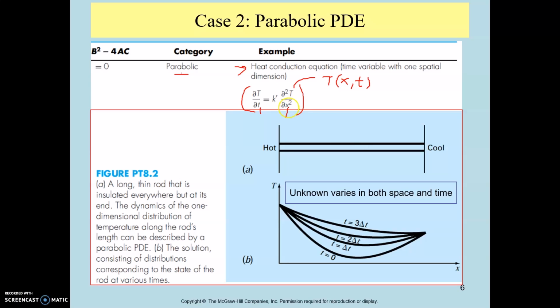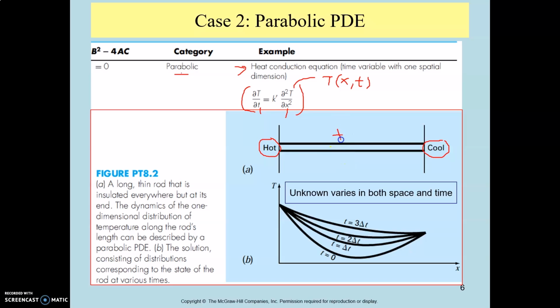So what does this mean? Since you only have the x dimension, it will be a one dimension problem. Let's say this direction is the x dimension. Imagine that you heat the bar here on one end, and on the other end you cool it. So we expect some temperature change over the time.